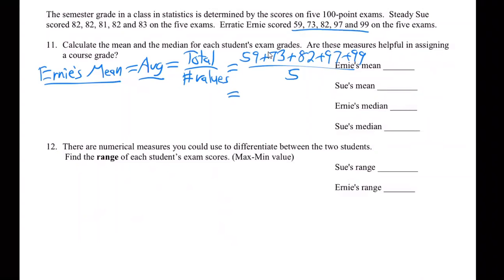Make sure when you do it on your calculator, remember to hit equals before you hit divide by 5. Remember how we talked about that? You've got to hit equals. If you don't hit equals, if you just type divide by 5 into your calculator, then it'll only divide the last number by 5.